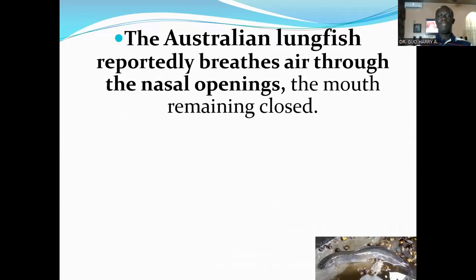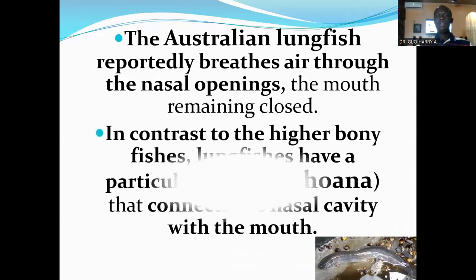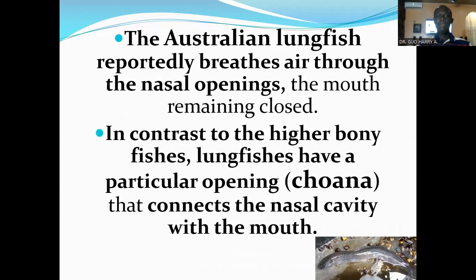The Australian lungfish reportedly breathes air through the nasal openings. The mouth remained closed. So the Australian lungfish, instead of using the mouth to breathe air, uses nostrils to breathe. In contrast to higher bony fishes, lungfishes have a particular opening called the choana that connects the nasal cavity with the mouth.